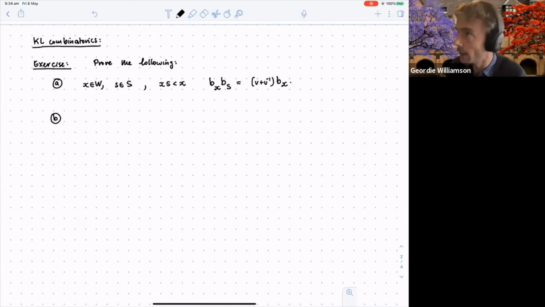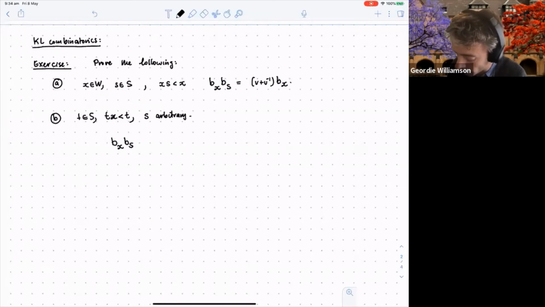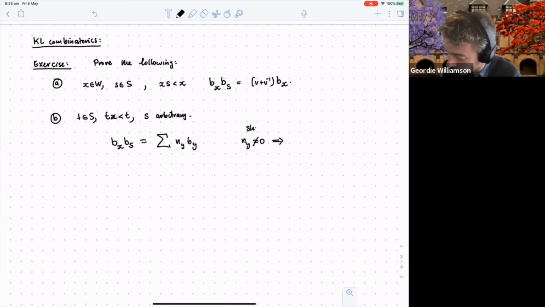The second exercise is that if t is another simple reflection and tx takes x down, and no assumptions, and we just have s is arbitrary, then if we compute b_x times b_s, we can write this in terms of Kazhdan and Lusztig basis elements. And then the claim is that if n_y is not zero, then ty moves y down.